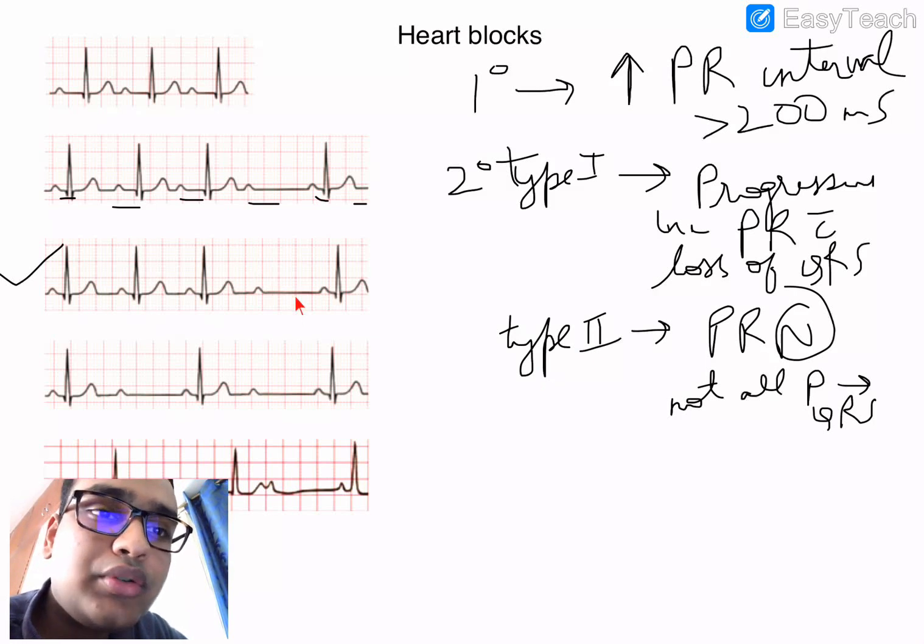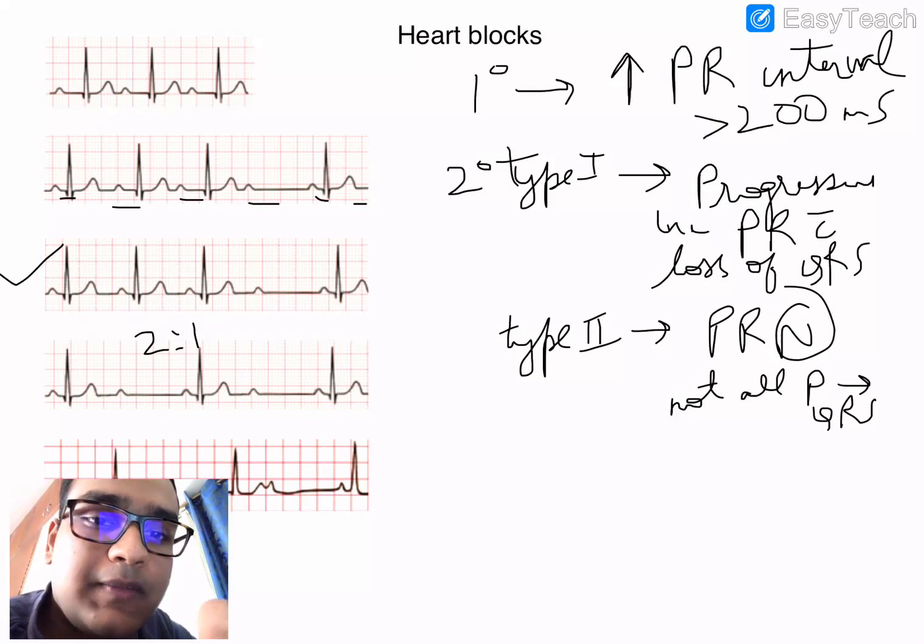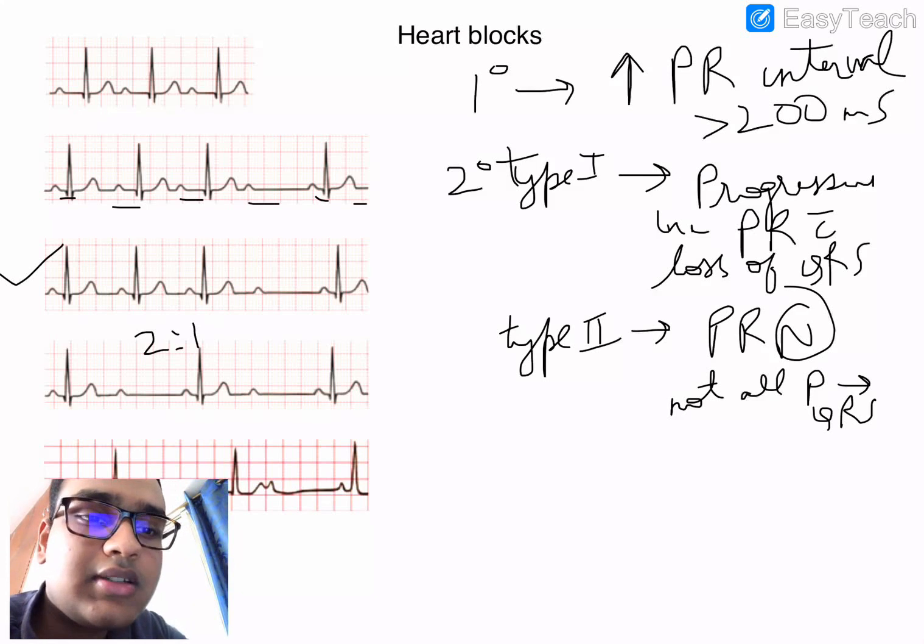So this can be 2:1 block, 3:1 block, which means every second P wave will not lead to a generation of QRS complex. So here this leads, this doesn't lead. This P wave leads to QRS complex, this P wave there's no QRS complex. So this would mean it is a 2:1 block. So 2:1 block implies every alternate P wave leads to a generation of QRS complex.